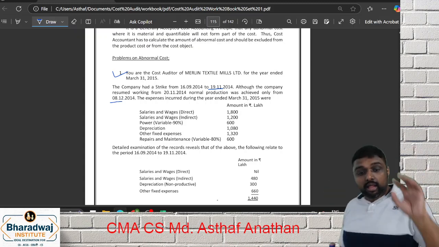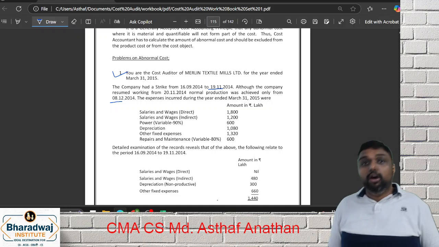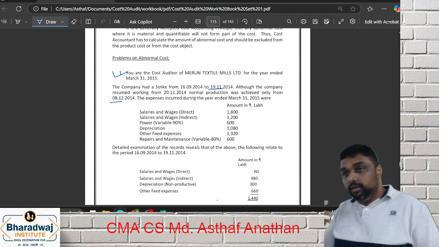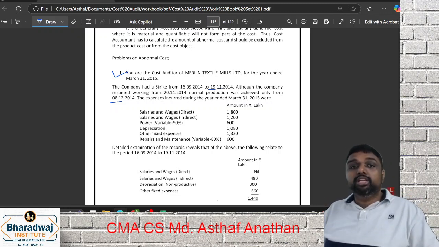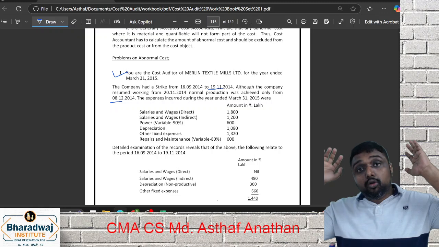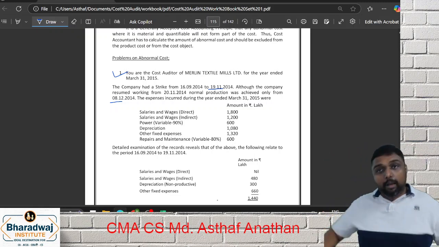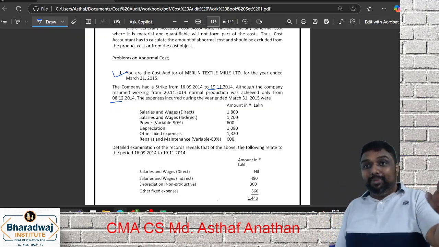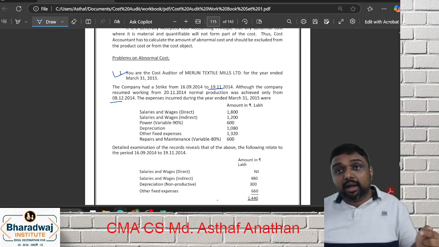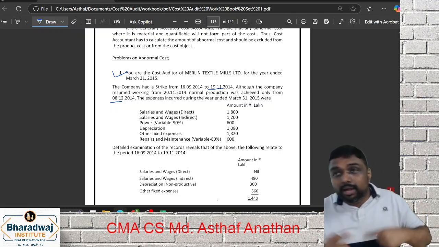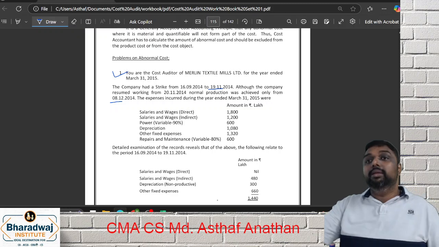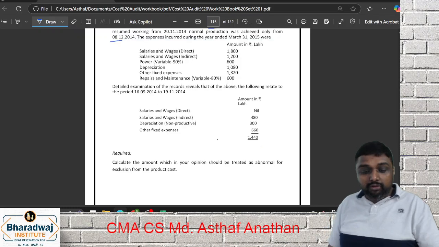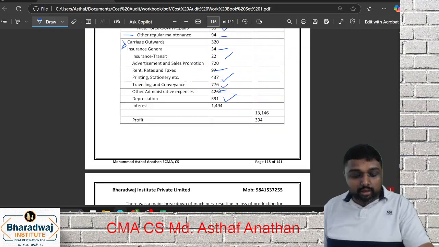Generally, if you take the trend, it is always one type of abnormal loss. We know when there is a strike, COVID or maybe an earthquake, your production may not happen. So we learned that the cost of that abnormal period is abnormal, plus the fixed cost during the period of reaching up to normal. In the first example, the strike is completed, but the problem is that the company comes back to normal some period later. So the fixed cost during that period also you have to consider as abnormal.